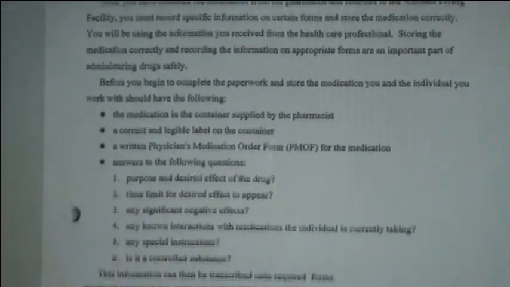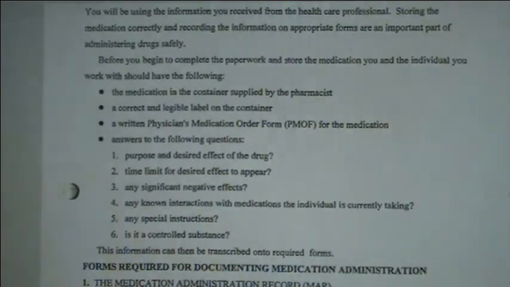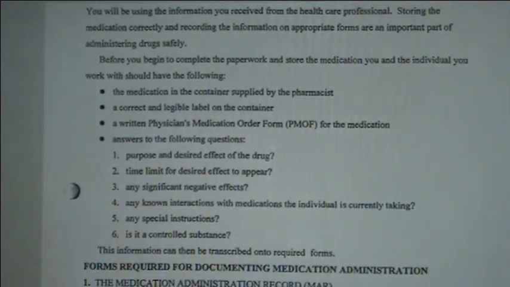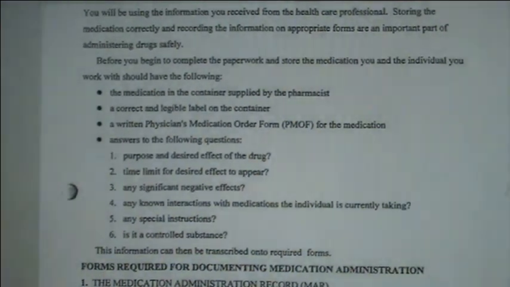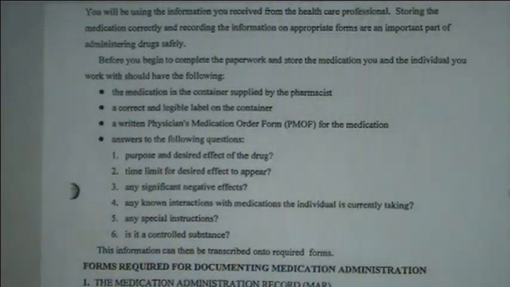Okay. So before you begin to complete the paperwork and store the medication, you and the individual you work with should have the following. The medication in the container supplied by the pharmacist, a correct and legible label on the container, the doctor's order form to compare and make sure it's the right medication. Again, those five things, or in this case, six, there's a sixth one that we talked about earlier. Again, the purpose of the medication, time limit for the desired effect to appear, any significant negative effects, any known interaction, any special instruction, is it a controlled substance, so that you know how to store it.